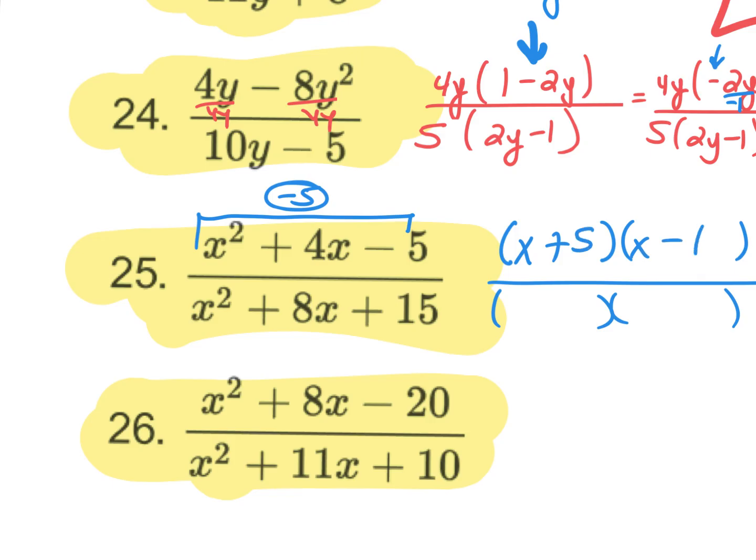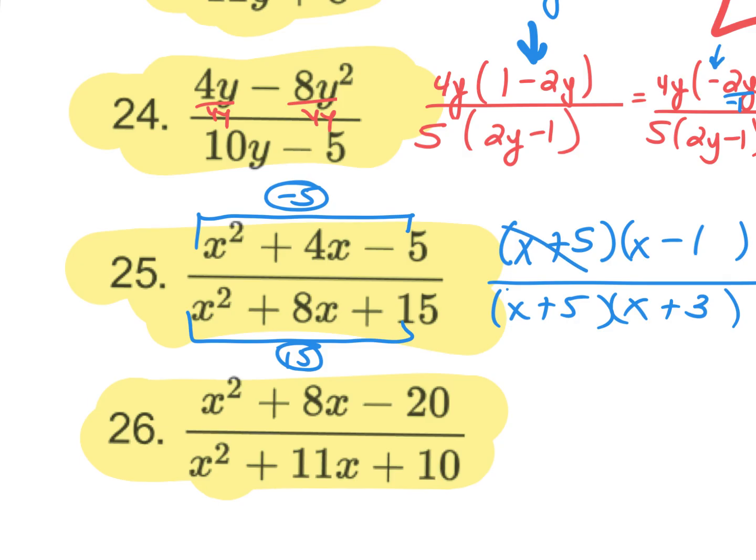Now let's look at the bottom. Multiply a times c. 15. All right, what's going to go in the front of each parenthesis? An x. Good. What's going to multiply to give me 15, but add to give me 8? Nick said 3 and 5. Do you guys have anything that is exactly the same on the top and the bottom?